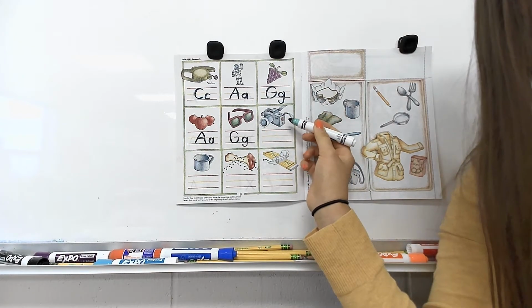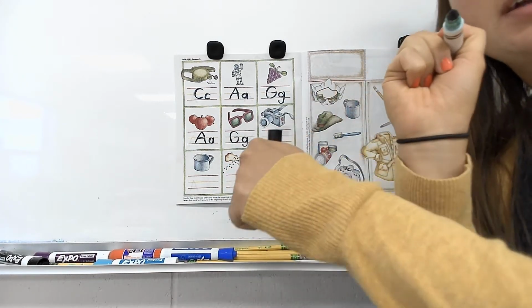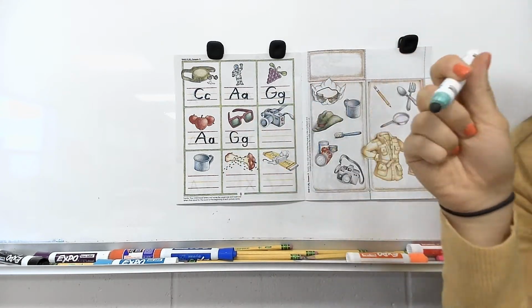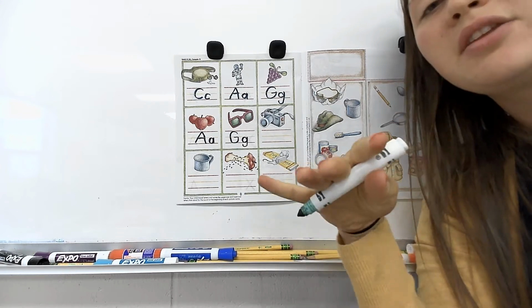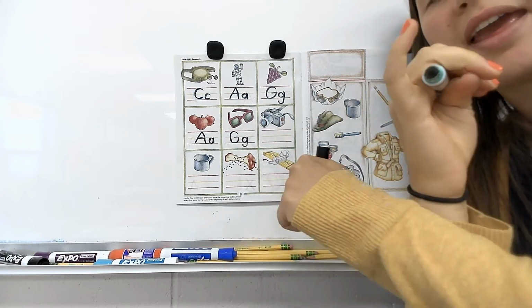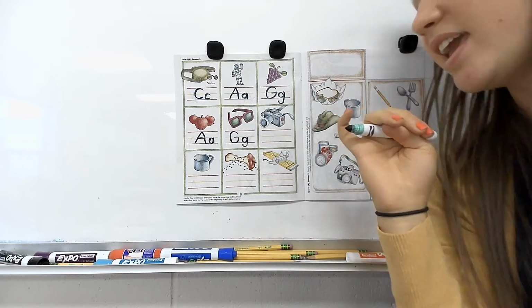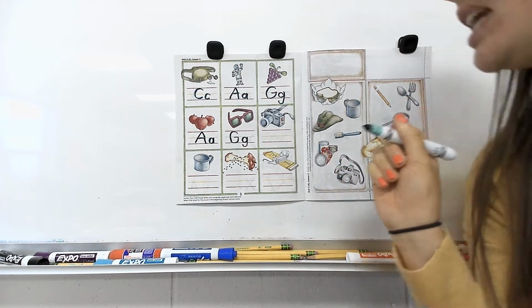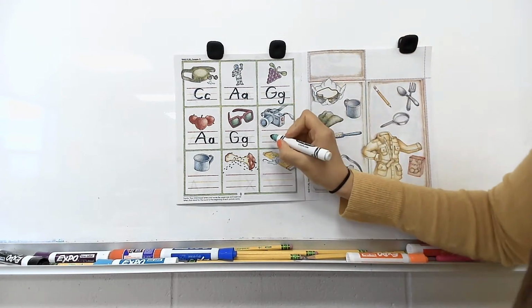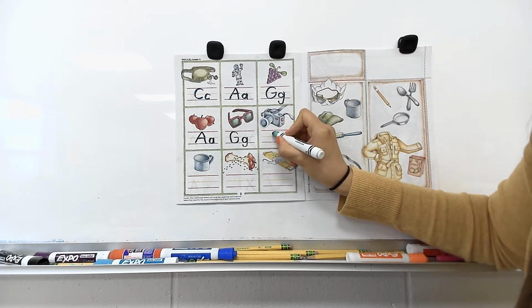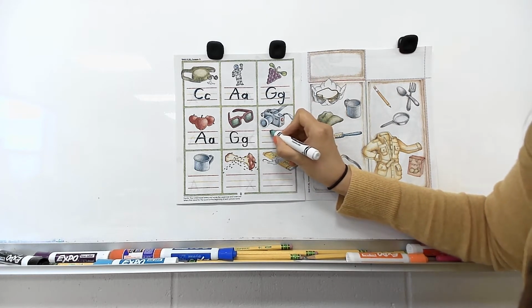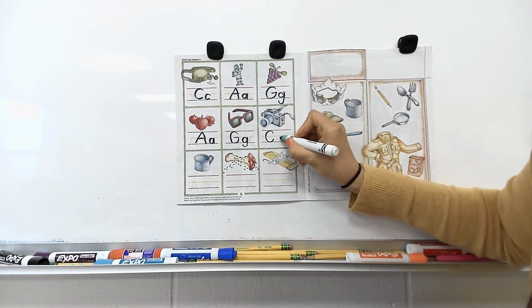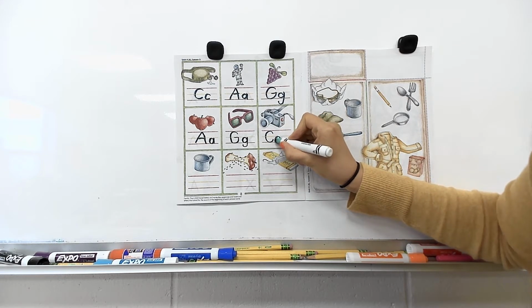We have a camera. What does camera start with? I'll say it and then you say it. Camera. Your turn. Camera. Yeah, camera starts with the letter C. So we're going to make a capital and a lowercase c. So start below strawberry. Make your nicest capital C, and then your lowercase c as well.